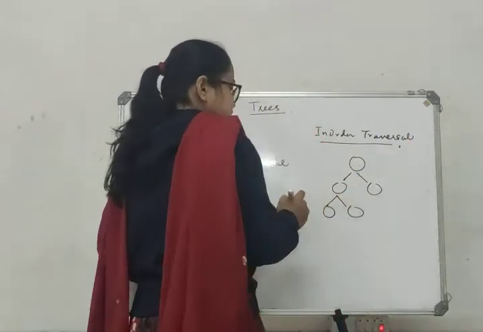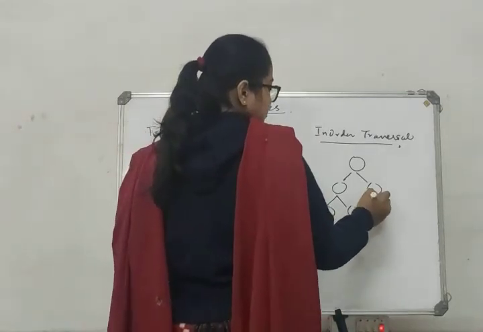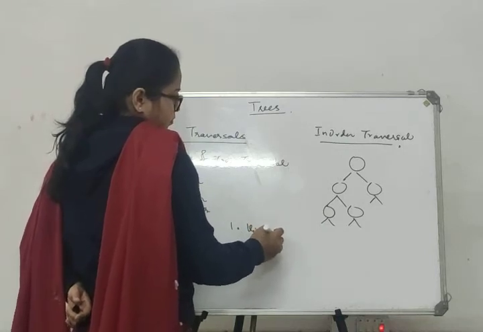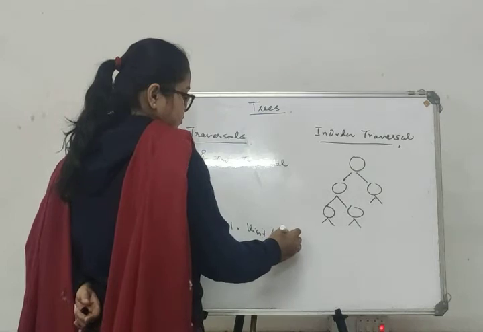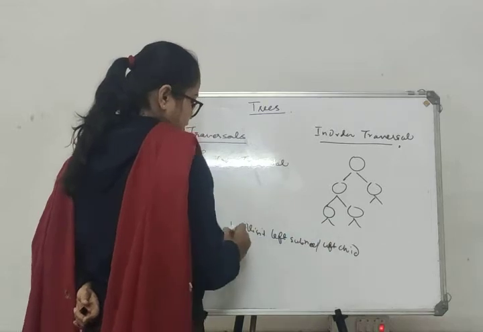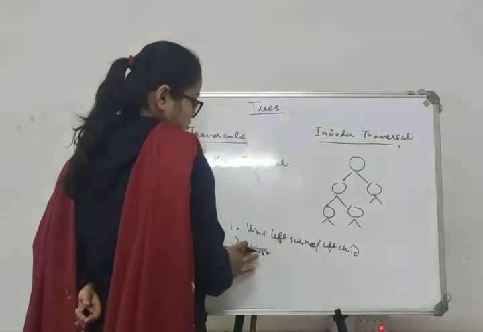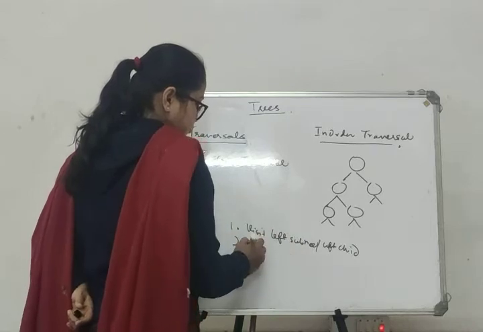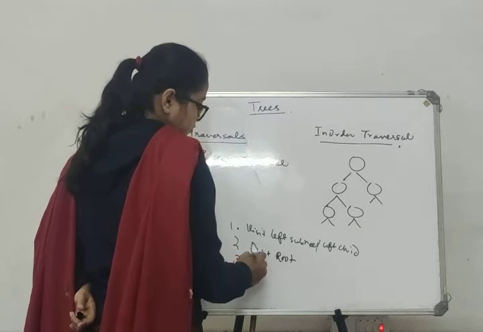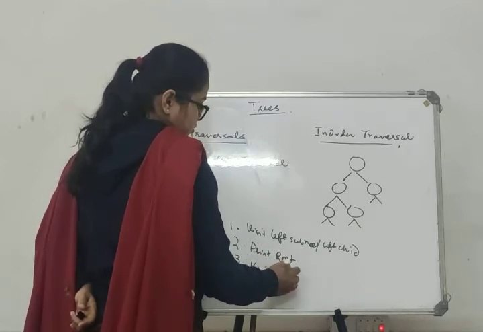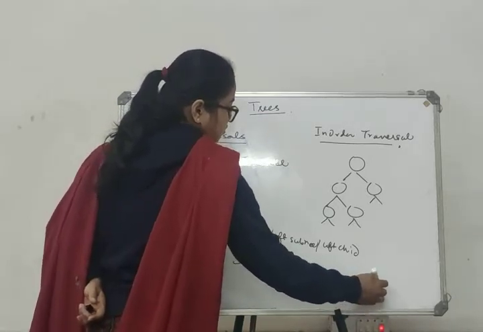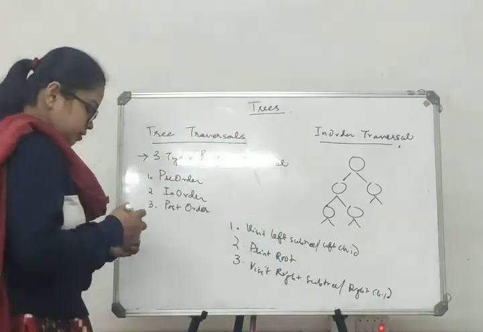Now taking the same trees example, in-order traversal says that first visit the left subtree or left child, second print the root, third visit the right subtree or right child. Okay, what does it say?